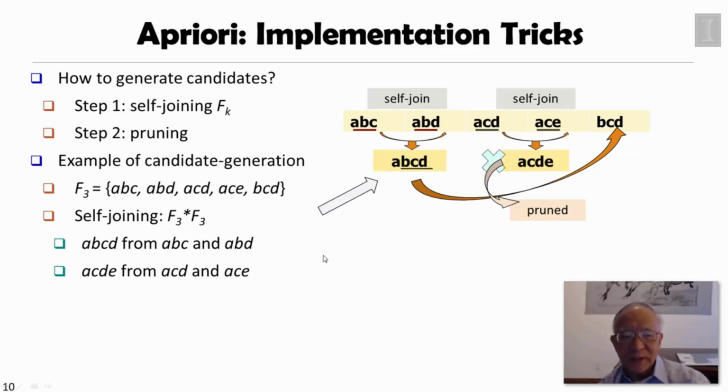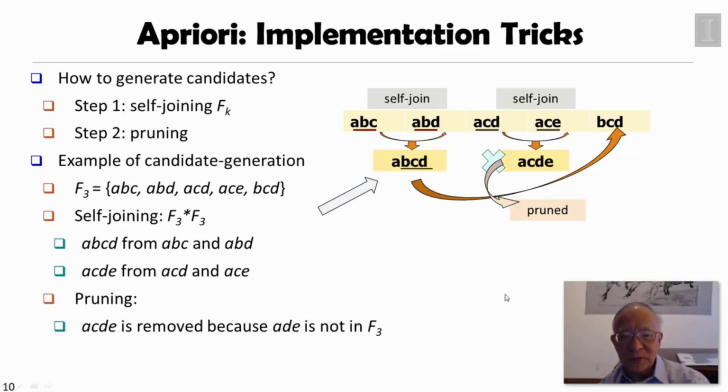But we may need a pruning process. The pruning is pretty simple. Before you count against the database, you see for ABCD, BCD is there, so this is a candidate one. But for ACDE, CDE is not in the frequent 3 item sets, so ACDE cannot be a candidate, so it's pruned. That's the simple way self-joining and pruning solve this problem. Finally, we get only 1 candidate set, A, B, C, D.